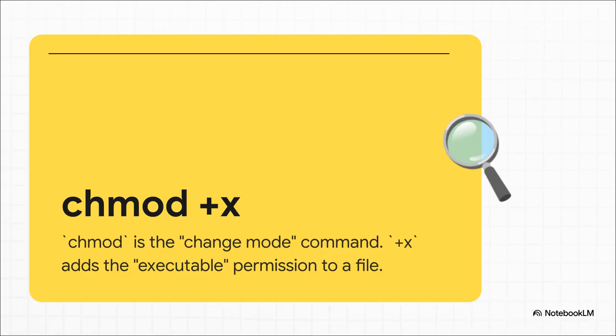chmod just stands for change mode. It's a classic Linux command for messing with file permissions. And the +x part, that's what adds the executable permission. So we're literally telling the operating system, hey, this kubectl file, it's not just a bunch of data, it's a tool. I need to be able to run it.